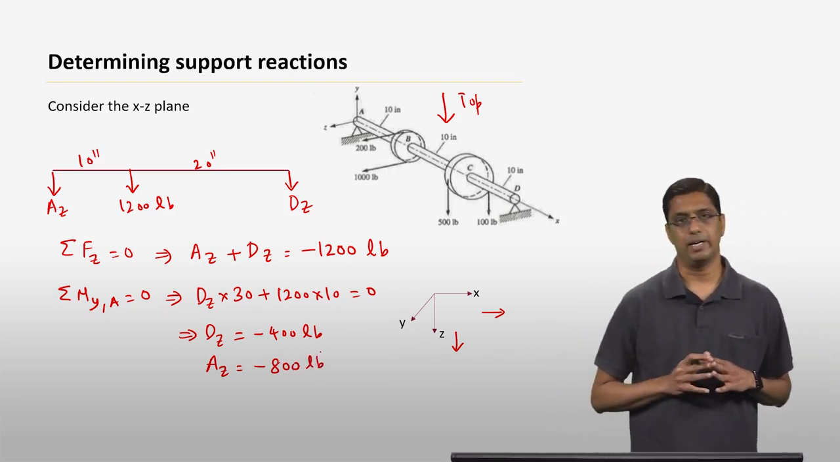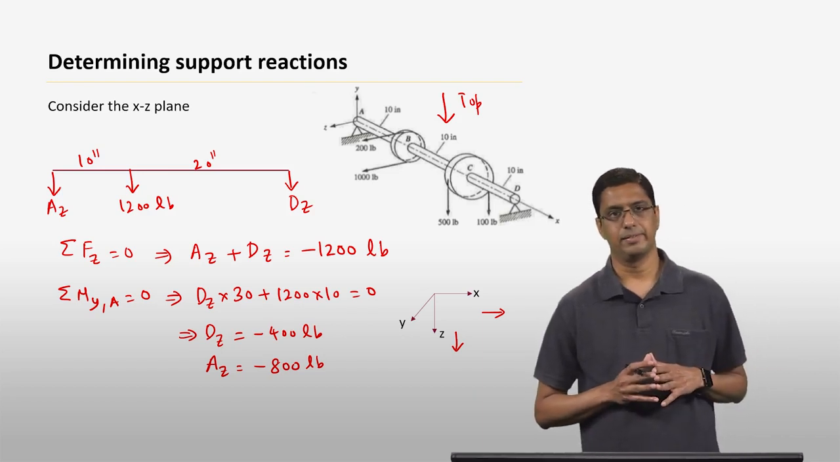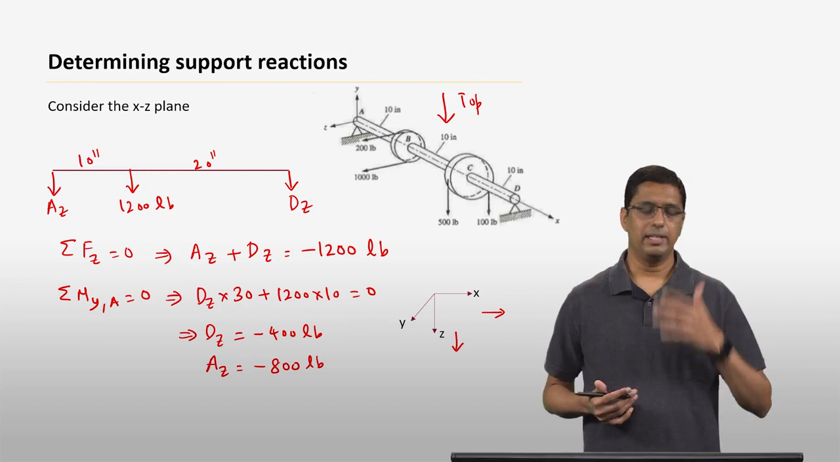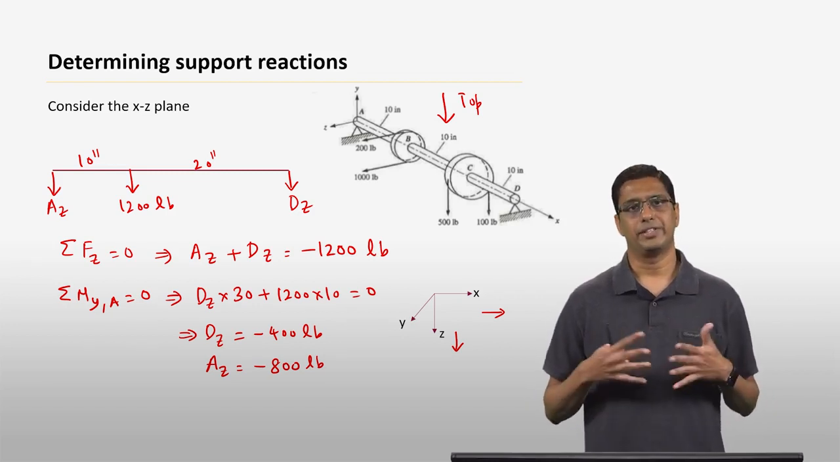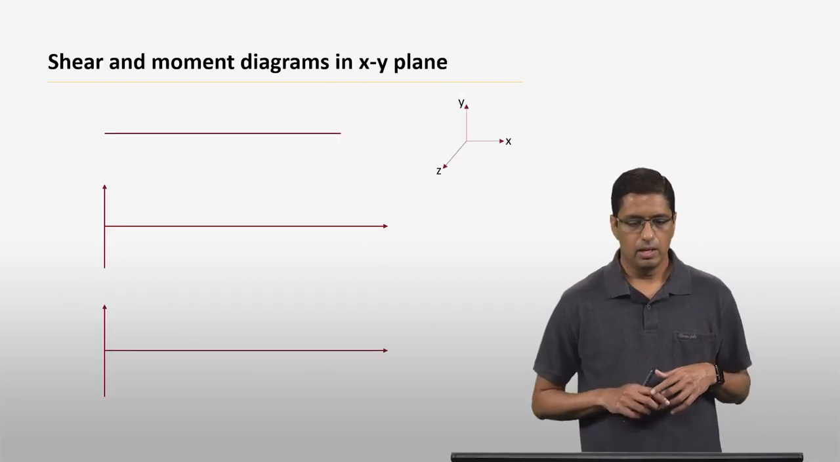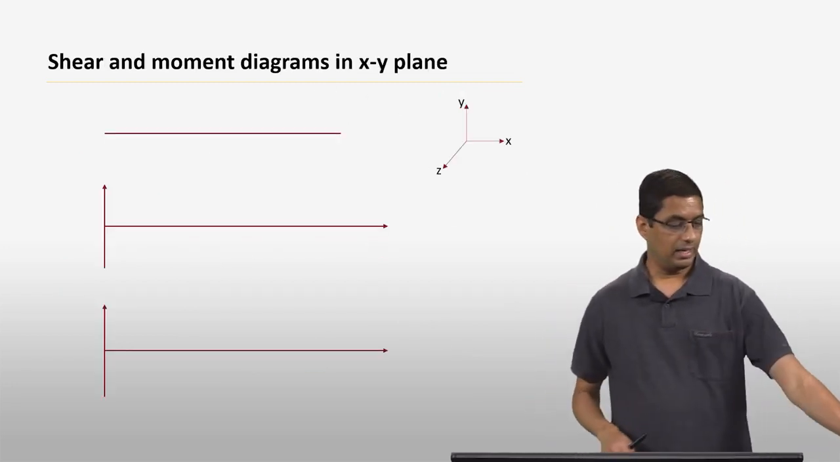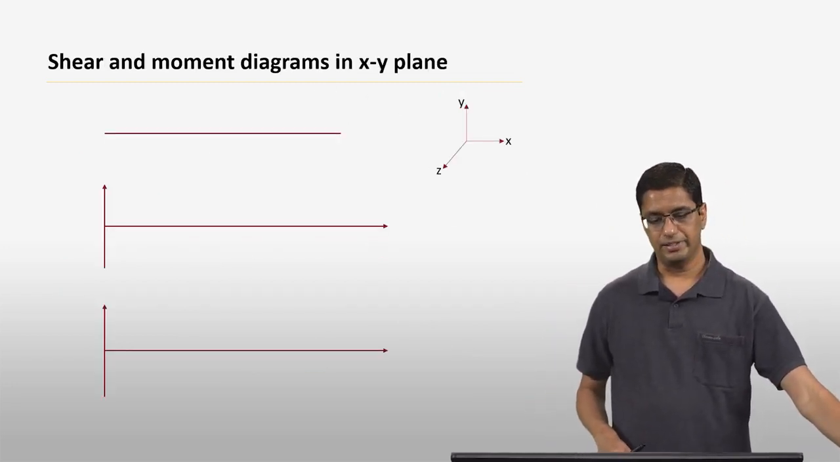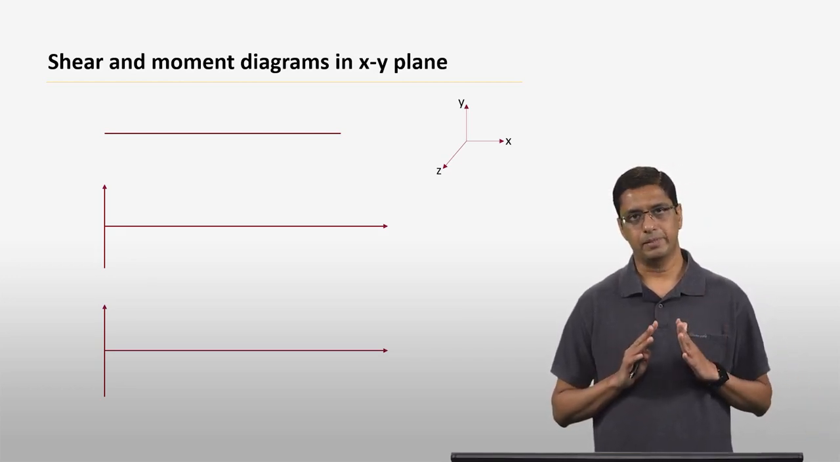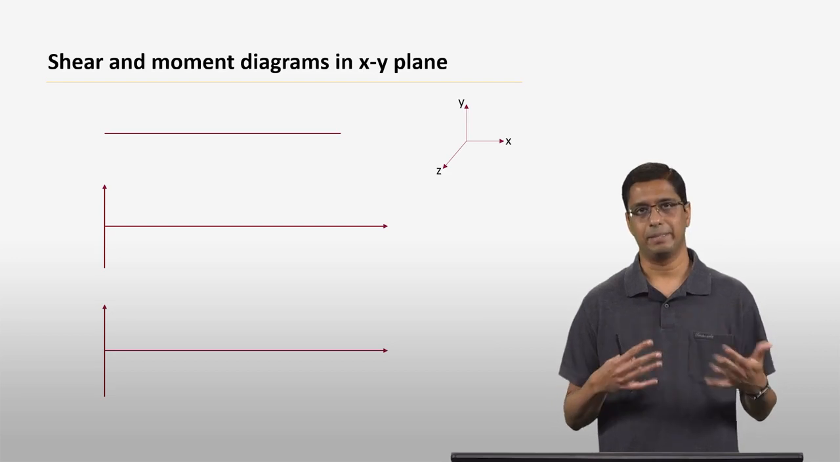So what you have done so far is essentially find the reactions at point A and point D. And once you find the reactions, then we can construct our shear and moment diagrams. And that is what we are going to do next. So this is going to be the place where we're going to find the shear and moment diagrams. First, we're going to look at the XY plane, and then we will look at the XZ plane.